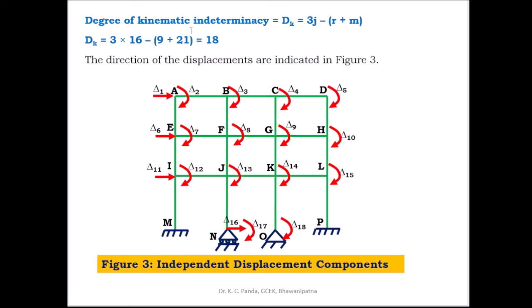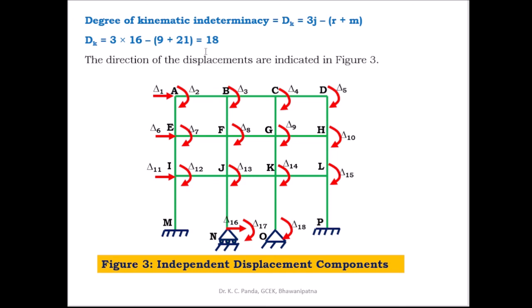So the degree of kinematic indeterminacy dk is equal to 3j minus r plus m. Here m is the number of members, r is the number of external restraint components, and j is the number of joints. After putting the values of j, r, m, you can find the degree of kinematic indeterminacy. dk is equal to 3 into 16 minus 9 plus 21. So this is equal to 18. Here you got the degree of kinematic indeterminacy equal to 18 due to inextensibility of the members.